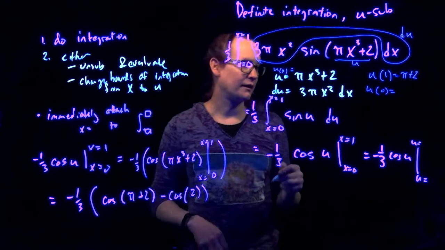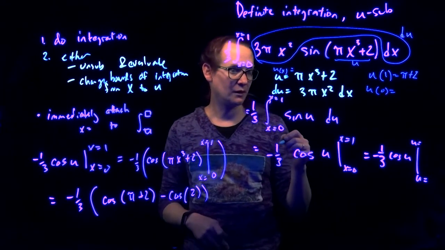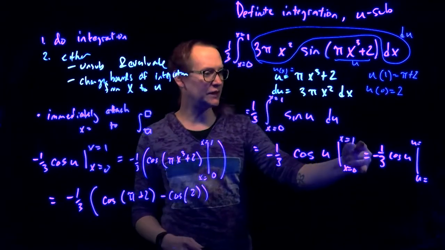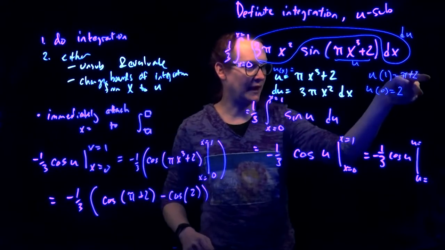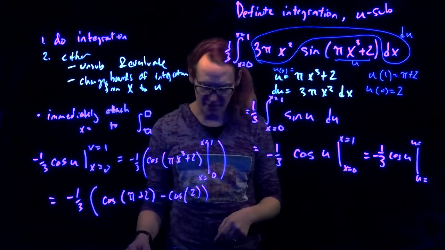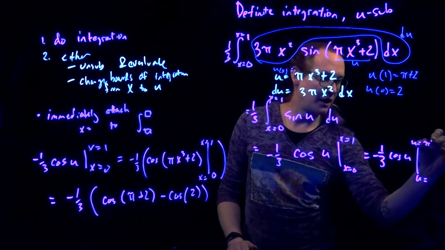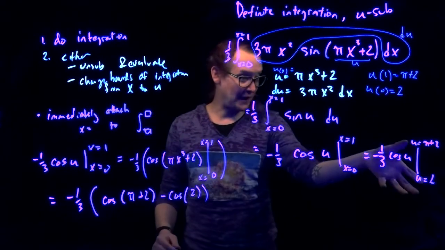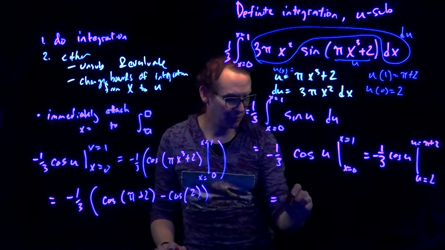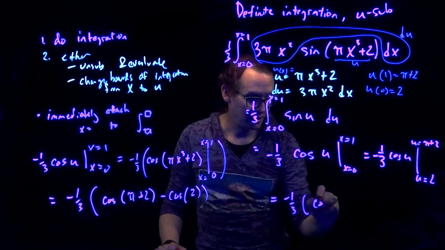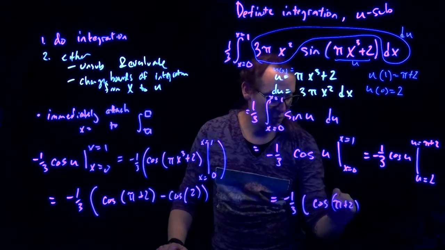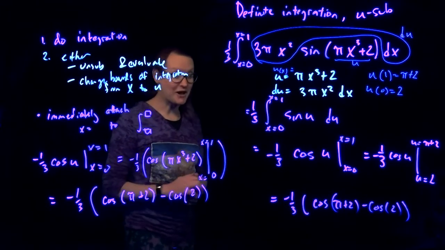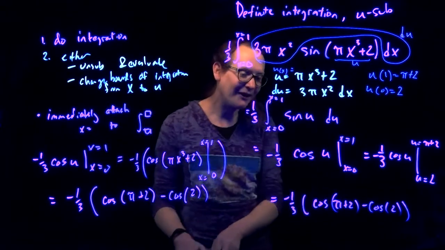u of 0 is equal to 2. So by taking these values and feeding them through my u function and finding out what they map to, I now get to put these expressions right here, pi plus 2 and 2. And now I can evaluate this expression, and that's equal to minus a third of cosine of pi plus 2 minus cosine of 2. Oh, and I got the same thing. Yay. That's great.